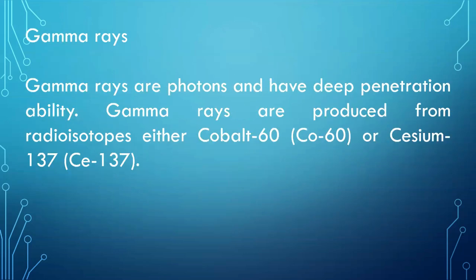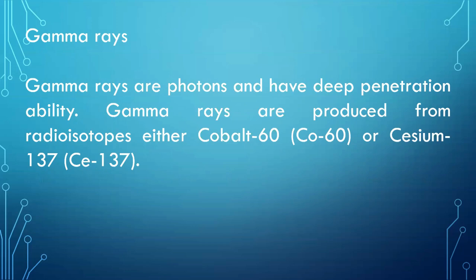Next is gamma rays. Gamma rays are also photons and they have deep penetration ability. Gamma rays are produced from isotopes. We have to remember that gamma rays are produced by radioisotopes. They are not produced by machines.